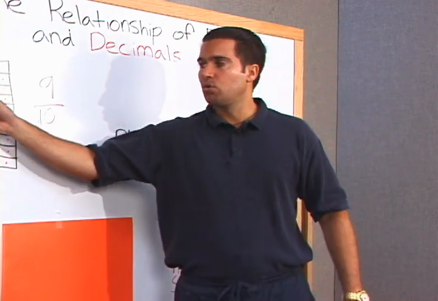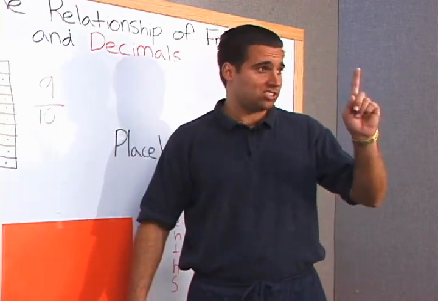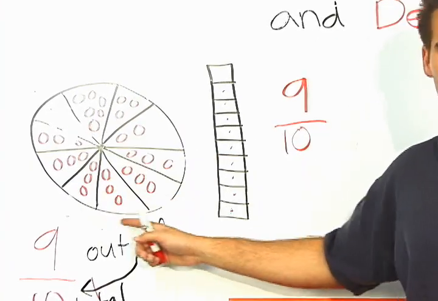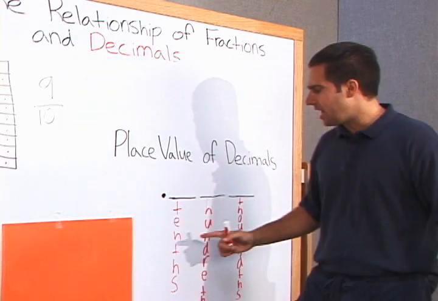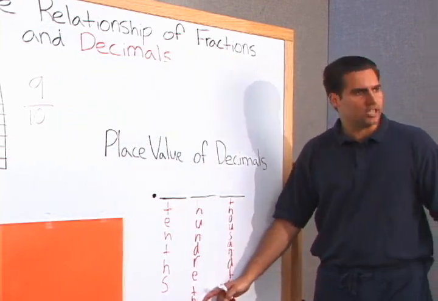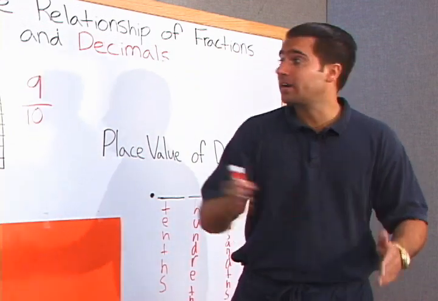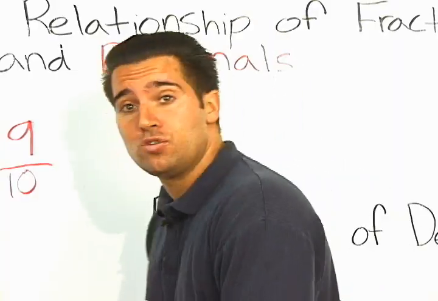You still have one whole pizza. But now instead of cutting it into 10 slices, I want you to think about cutting that pizza into 100 slices. It's going to be pretty tough to do. Domino's does it in 8. We're going to cut the pizza into 100. How are we going to do that?